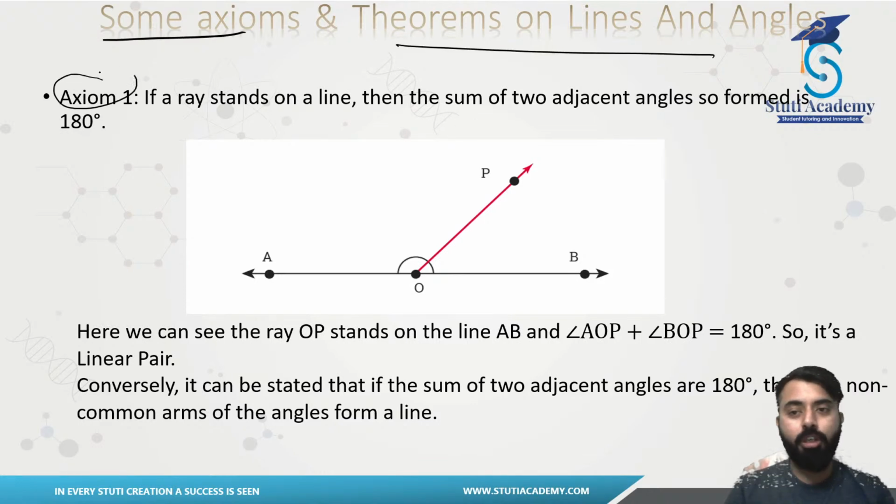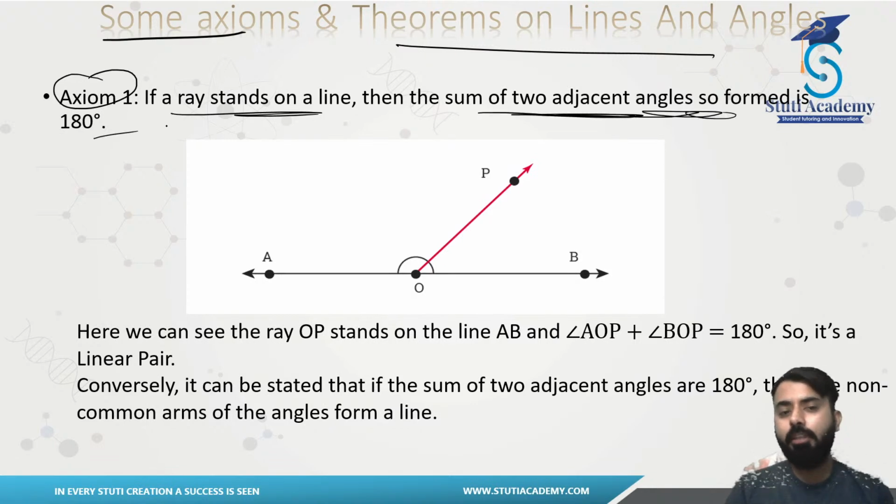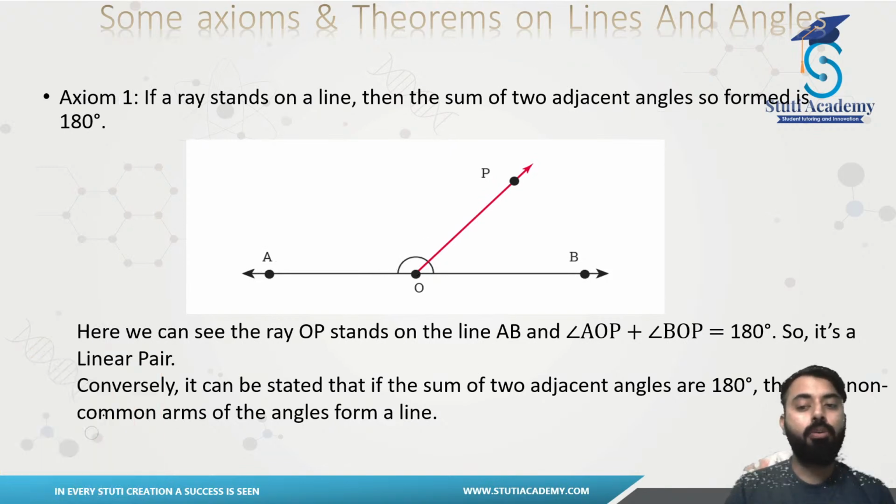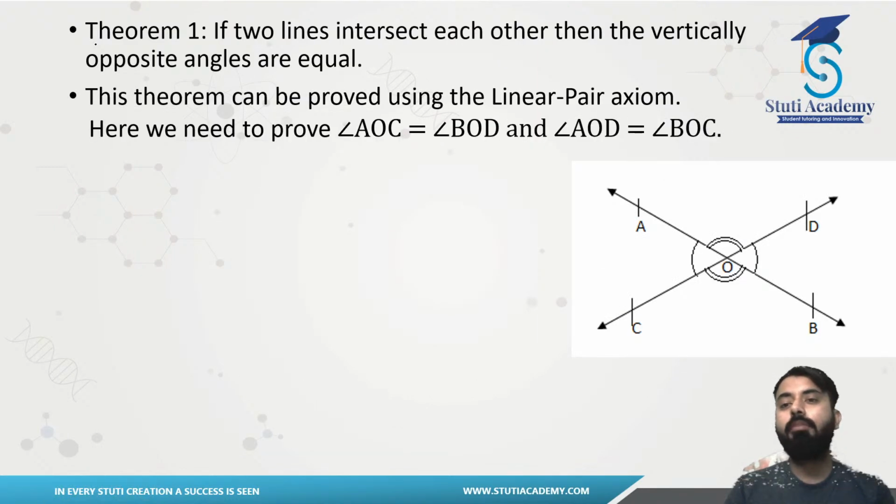So our first axiom states that if a ray or a line segment stands on a line or a line segment, then the sum of two adjacent angles formed is 180. This I've already explained it to you. So if you have a line AB and there is a ray OP such that OP is falling on AB and it is having these two angles right here. So you guys see the maximum angle is 180 and the sum of these two will also be 180. So these angles are commonly termed as our linear pairs. You guys already remember this, right? So let's move forward and have this theorem.